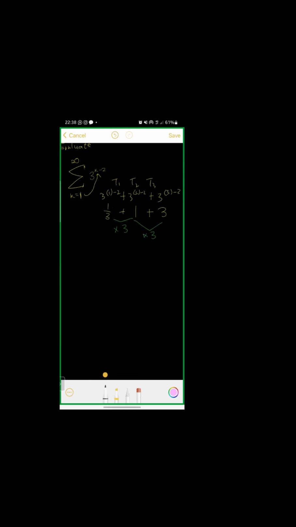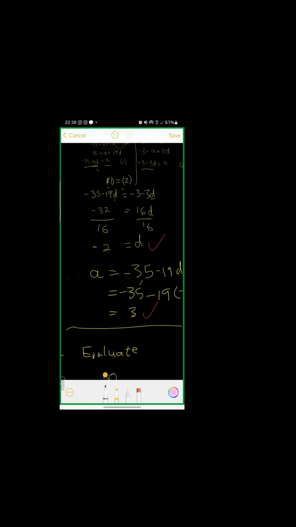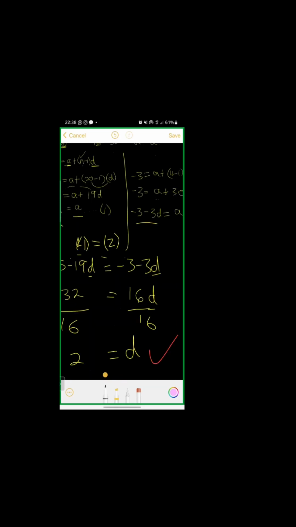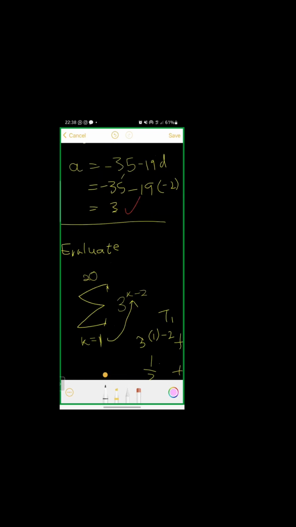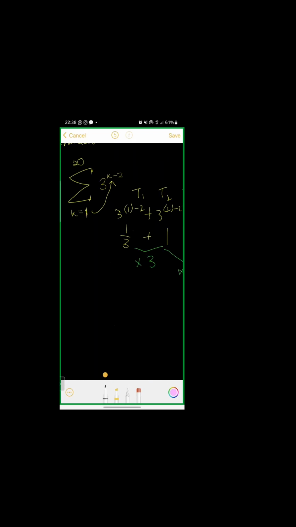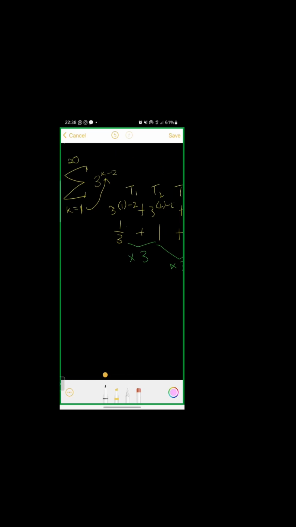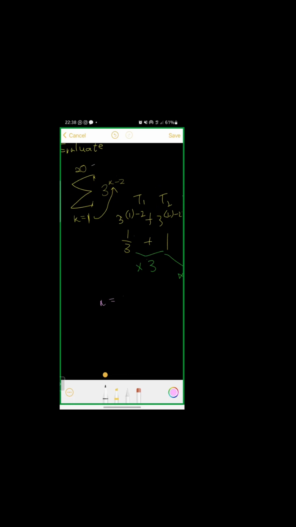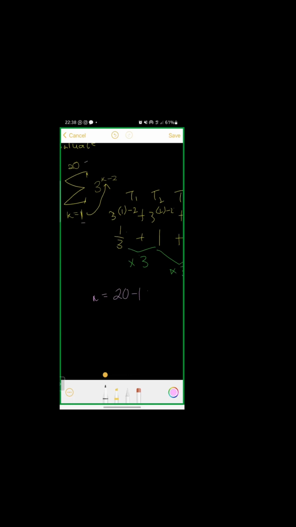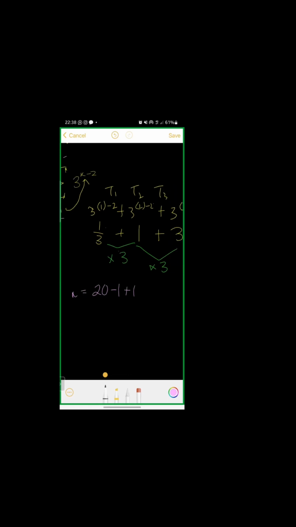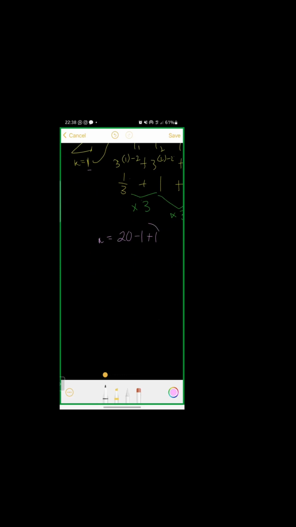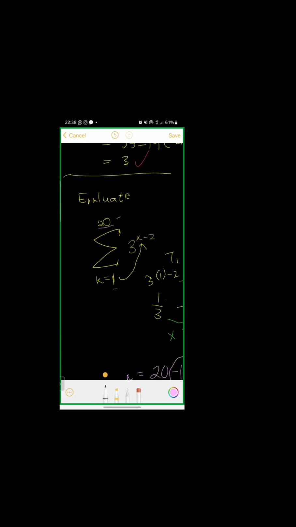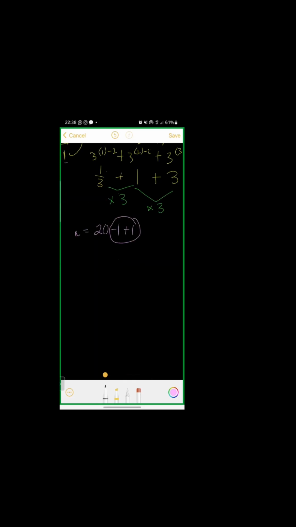Now they just want us to evaluate. We have a sigma, so we need to find the sum. We agreed that to find our n, it is top minus bottom. Our top is 20, so it's 20 minus the bottom, which is 1, and then plus 1. You will notice that whenever k is equal to 1, we always use the top number, because the positive and the negative 1 cancel out.